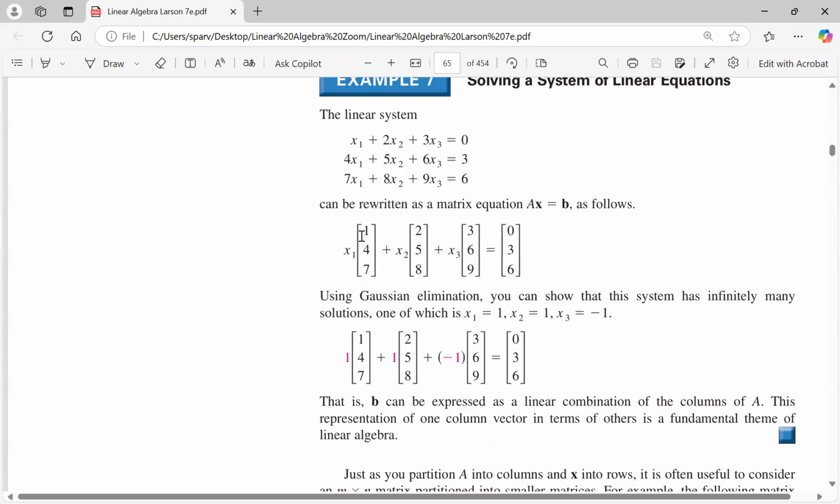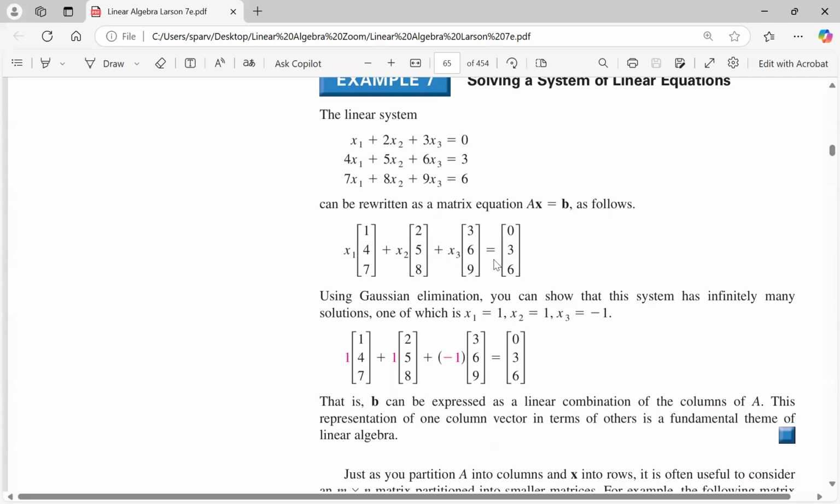See the column vector 1, 4, 7. Those are the coefficients in front of x sub 1, plus x sub 2 times the column vector 2, 5, 8, plus x sub 3 times the column vector 3, 6, 9. So again, all that is just a notation for the matrix. Okay, we can do it that way.